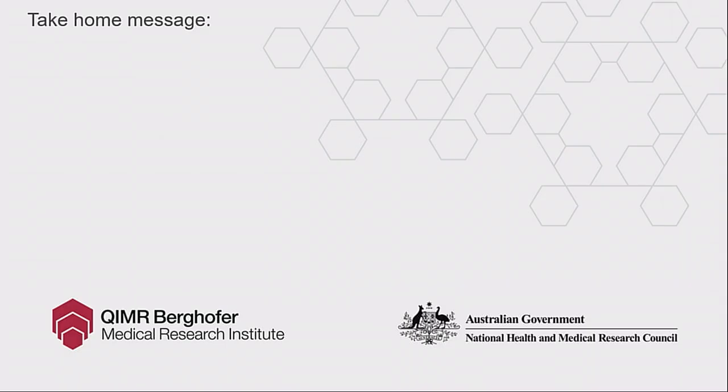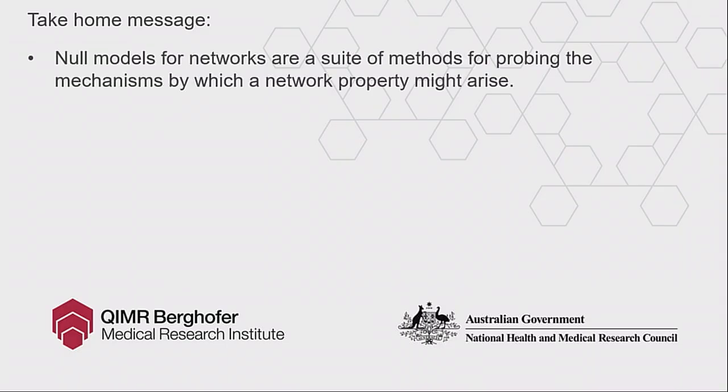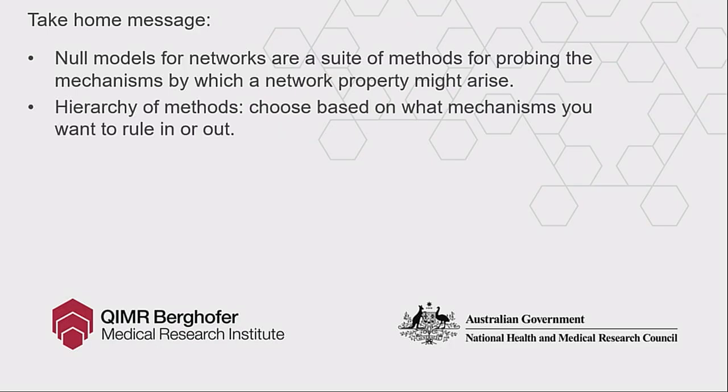Okay, so the take-home message is this, right? Null models for networks let you probe, given a network, and try to work out what are the mechanisms by which this feature came about. Should I be interested in it or not? Is it surprising or not? What sort of wiring rules do I need? And there's a hierarchy of these methods, right?